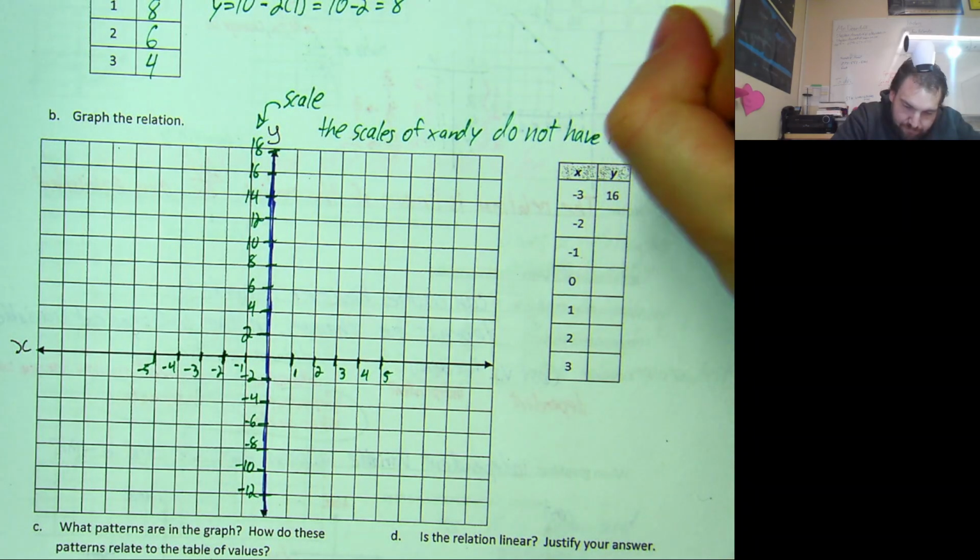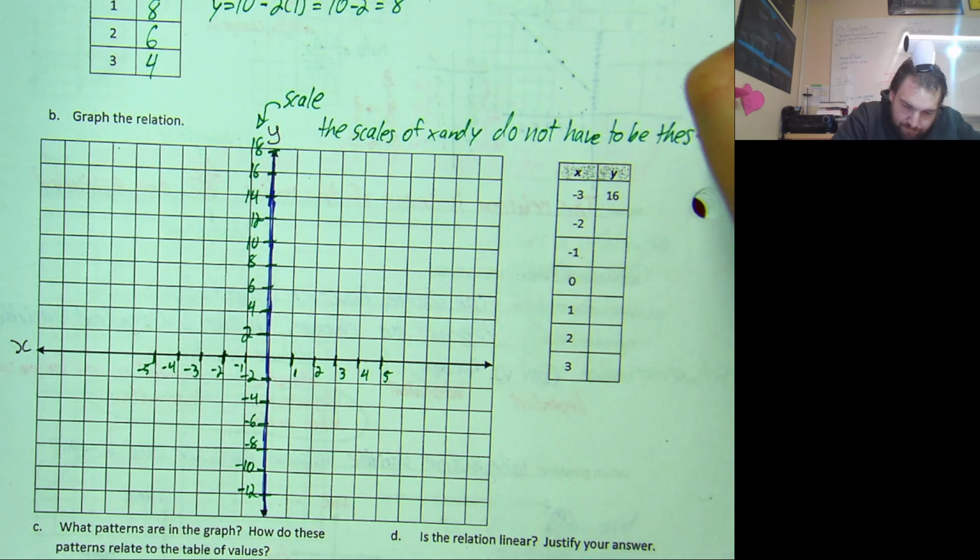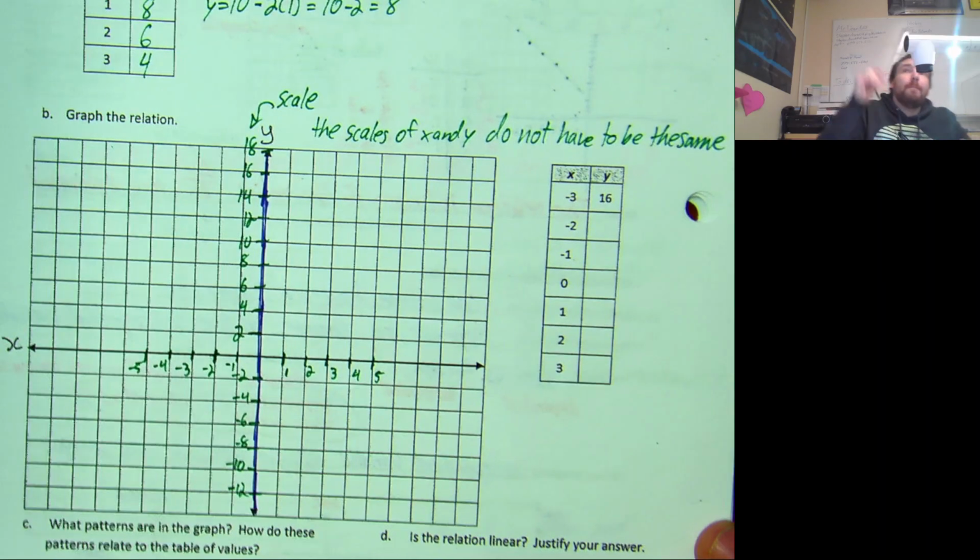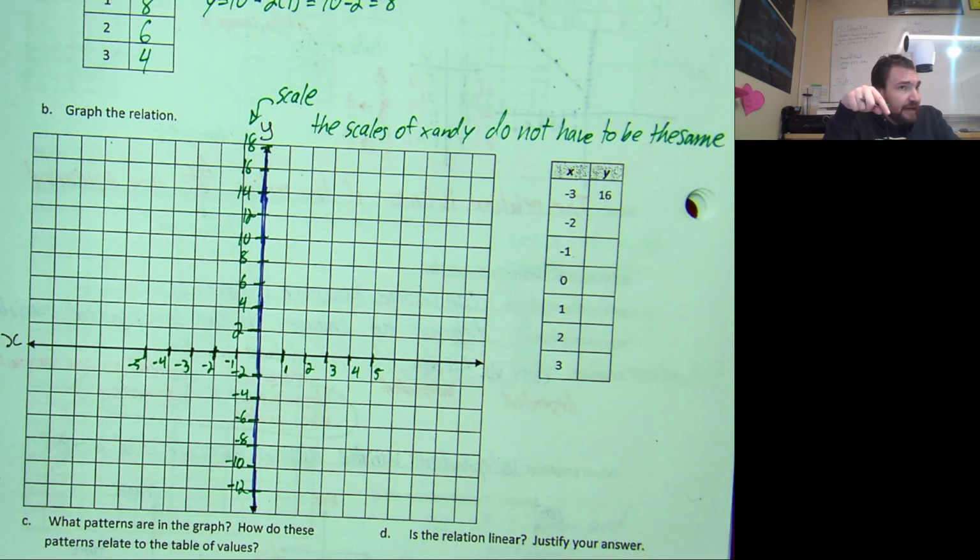You must be consistent. If you say your x's are each going to go up by 1, you better make all of your x's go up by 1. You can't go up by 1, then up by 2, then up by 3. Things get horrible. But the scales for the x and y don't have to be the same. So let's start graphing these things.